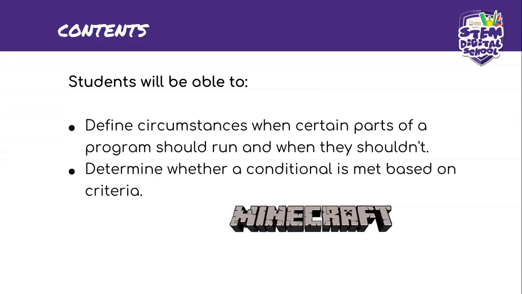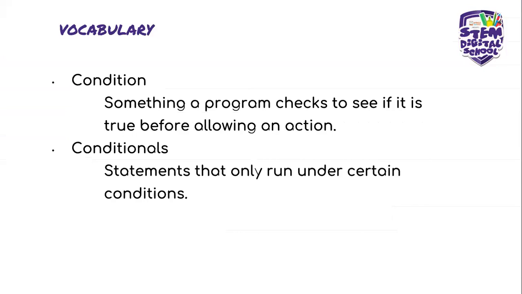Okay. And then let me just move on to the next one. Just remember, there we go. I actually did put it in. I thought for a moment I didn't. A condition is something a program checks to see if it is true before allowing an action. If it's not true, then it will just ignore that action. And a conditional is the statement that only runs under a certain condition. So it's almost the same thing. It's just that one is what we call it, and the other is the actual statement or the thing that the program checks.